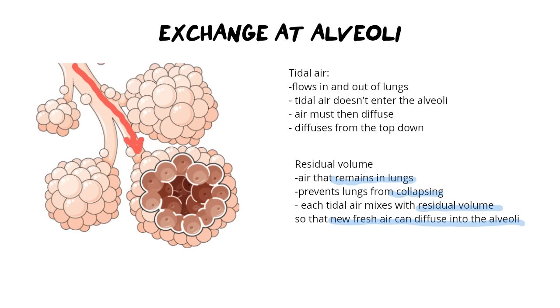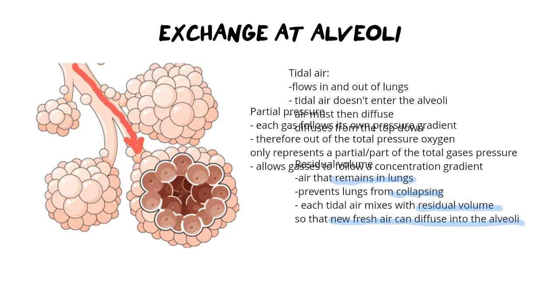Now, that's all diffusion. In other words, there's no actual mechanical movement that's pulling the air in there. It's all what we call physical movement, where the air is moving itself. Now, once we're in the alveoli, we need to exchange those gases. And in order to do so, we need one final piece to the puzzle, and that's something called partial pressure.